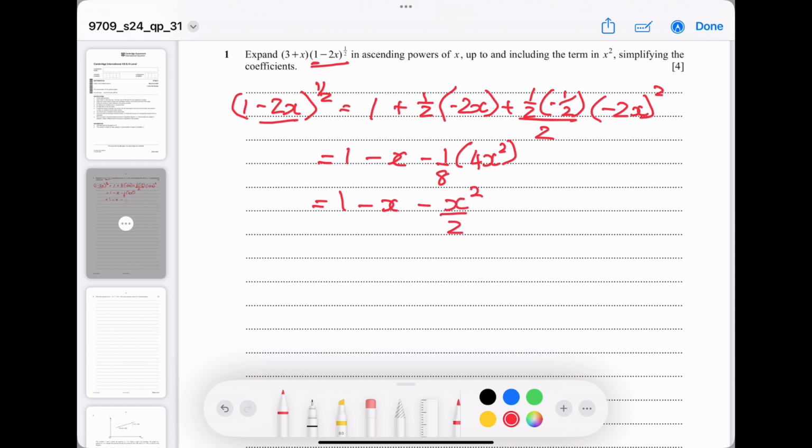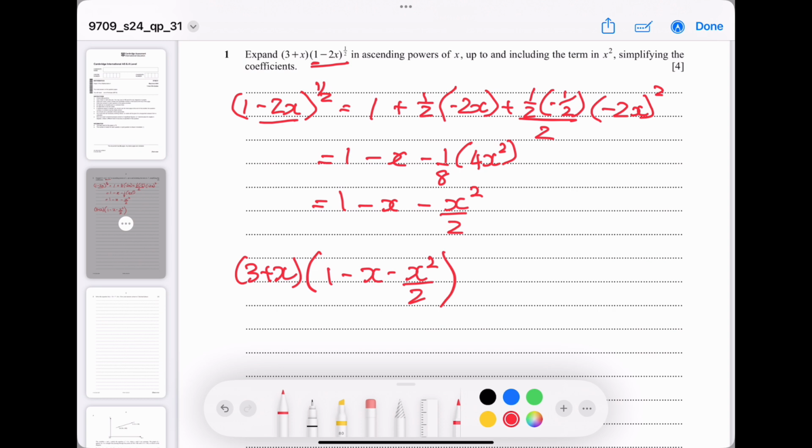squared over 2. So then we're going to multiply that expression by the other part. So it's 3 plus x. And they actually want all of the terms up to and including x squared. So you need, whilst in some questions they just focus on one term, here they want all of them. But you only need the ones up to and including x squared.